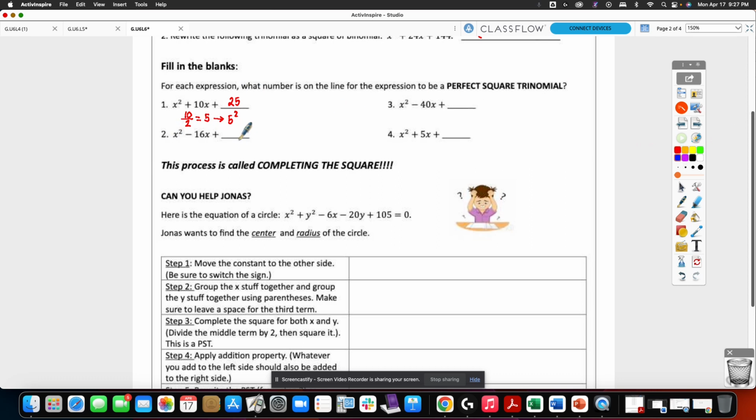Okay. Now for number 2, we have x squared minus 16x plus what number? So again, we do the same thing. Ignore the sign. We have 16 divided by 2. It's equal to 8. And then we have to do 8 squared. And 8 squared is equal to 64. Now go ahead and pause the video and do numbers 3 and 4. For number 4, you can write your answer as a decimal.